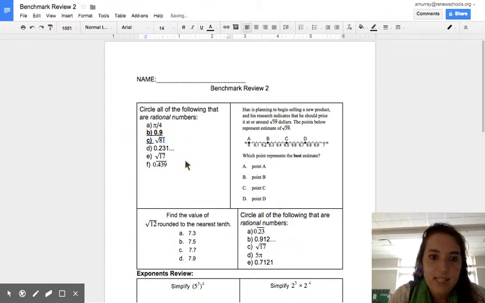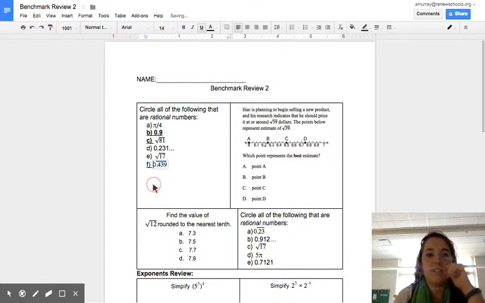Square root of 17 is not a perfect square, so it would not be rational. And lastly, F is a repeating decimal, so it can be written as a fraction. So the answers are B, C, and F.